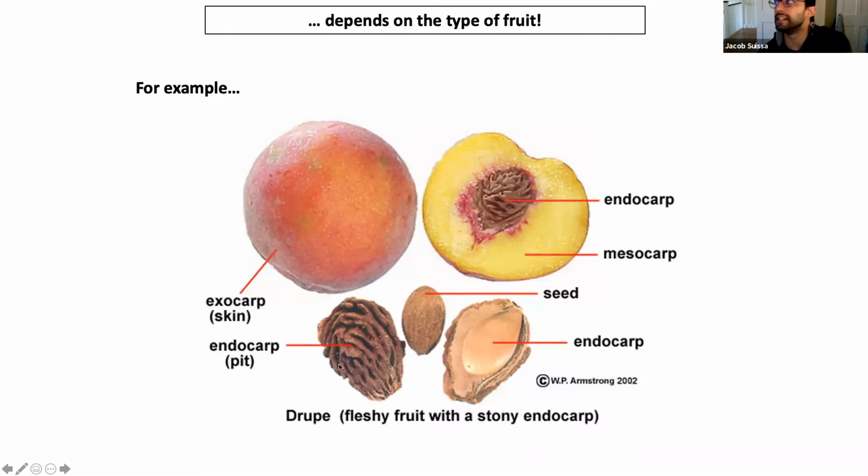Like in an avocado, that inner papery layer around the actual seed, I'm pretty sure that's the endocarp. So it's a berry with a papery endocarp. So yeah, we have the exocarp, the mesocarp, and the endocarp, and that's what's going on with drupes.